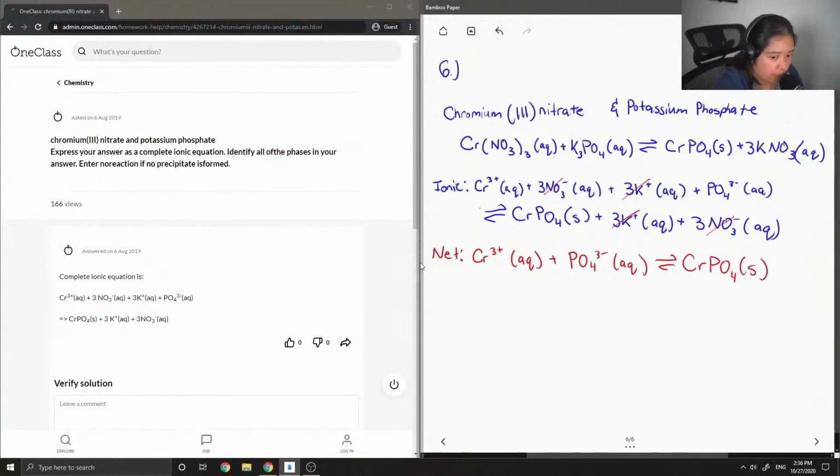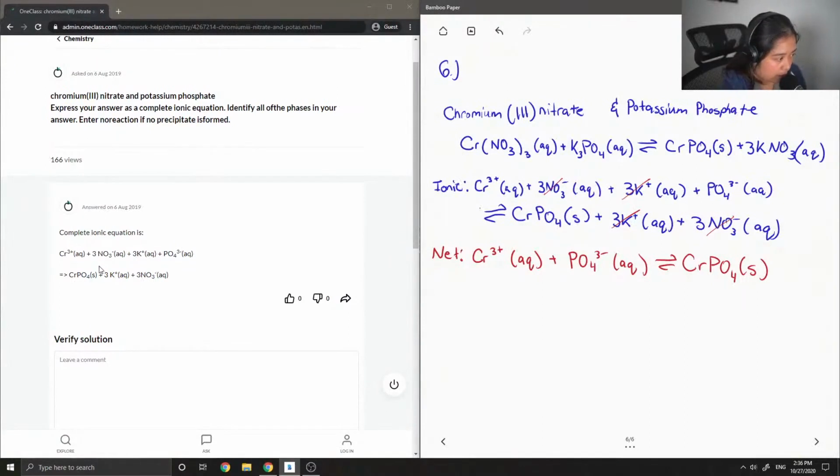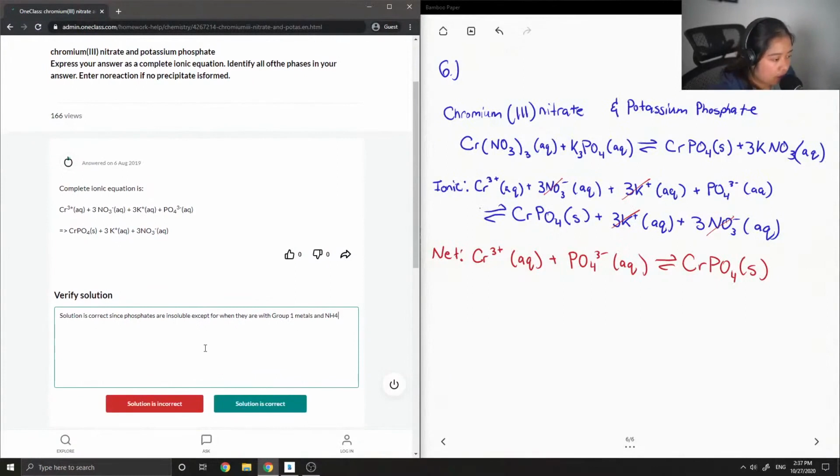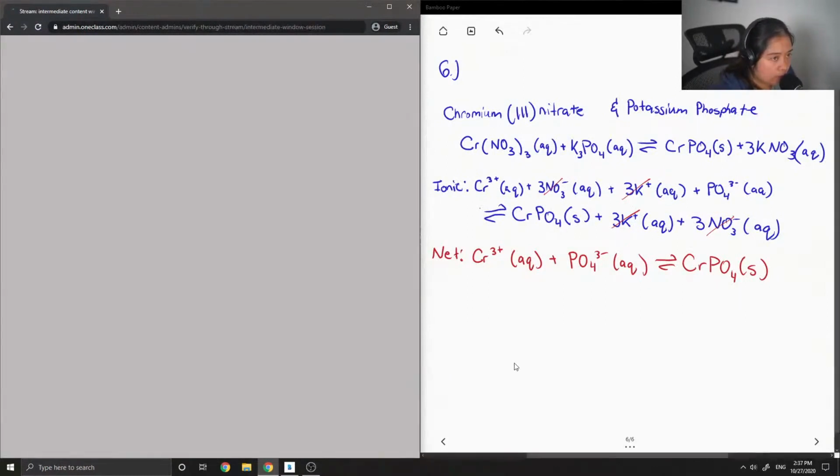Basically, it was just trying to figure out which one is a precipitate, which was the chromium phosphate. So they wrote out the complete ionic equation. Yeah, that's right, since they didn't ask for the net ionic equation. They have this and that. So this solution is correct. Okay, so solution is correct.